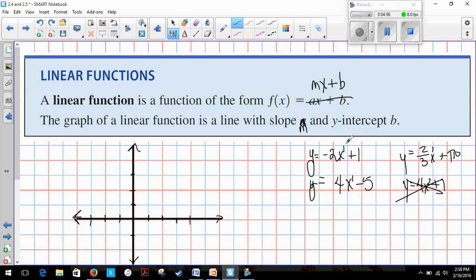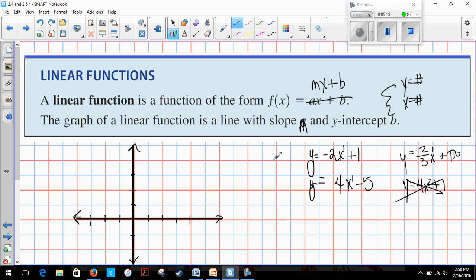The x to the first power has to be the highest power. If it's just y equaling a number or x equaling a number, you may or may not remember that these guys do draw lines, but they're not linear functions because they don't have x to the first power. They're just kind of like honorary members of the band because they draw lines, but they're not linear functions.